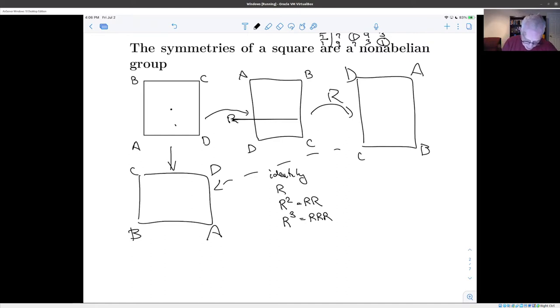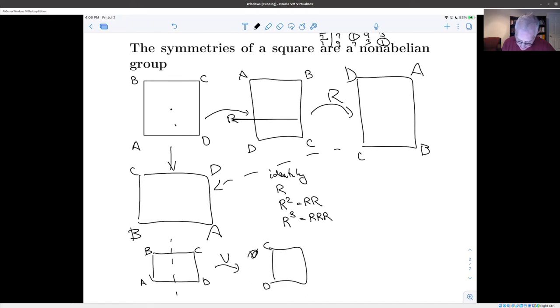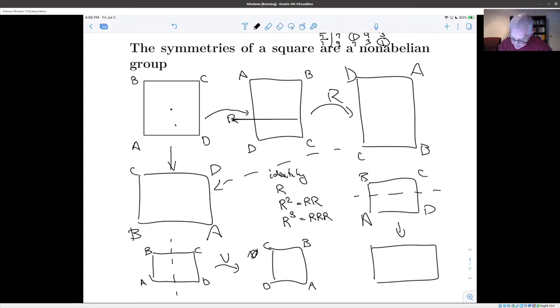Well, you can reflect the square around its vertical axis. Let's call that V. It takes A, B, C, D to C, D, A, B. And you also have the horizontal reflection, which takes A, B, C, D to, sorry, to A, B, D, C, like that. So that gives you V and H.